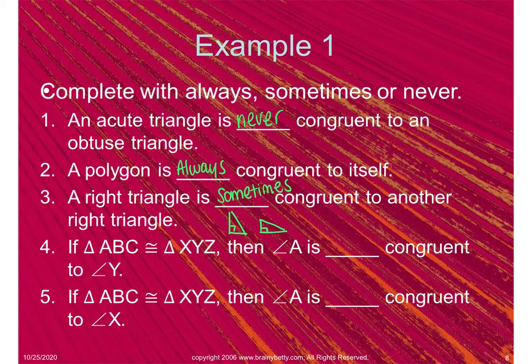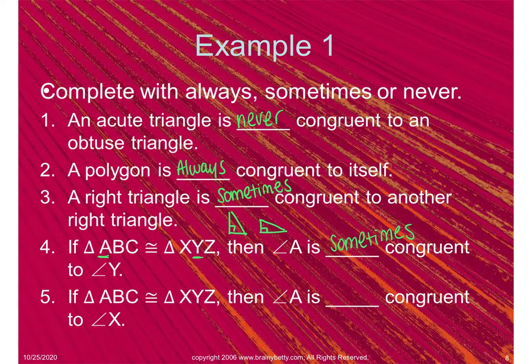If ABC is congruent to XYZ, then angle A is blank congruent to angle Y. This one would be sometimes, because angle A and angle Y do not line up, right? But what if you had an equiangular triangle where all of the angles are 60? Then all of the angles are the same for A, B, and C, and all the angles are the same for X, Y, and Z, so they are congruent, but this is a sometimes, okay? Because it could happen, but it doesn't happen all the time.